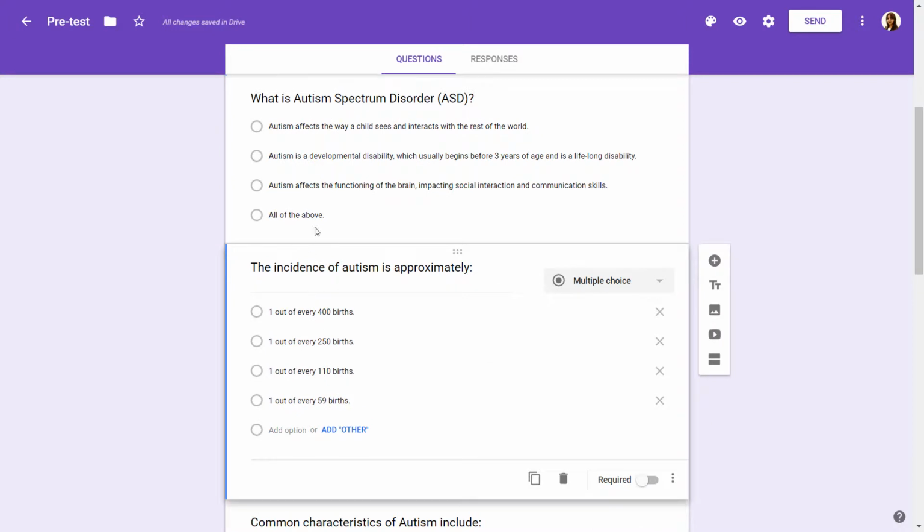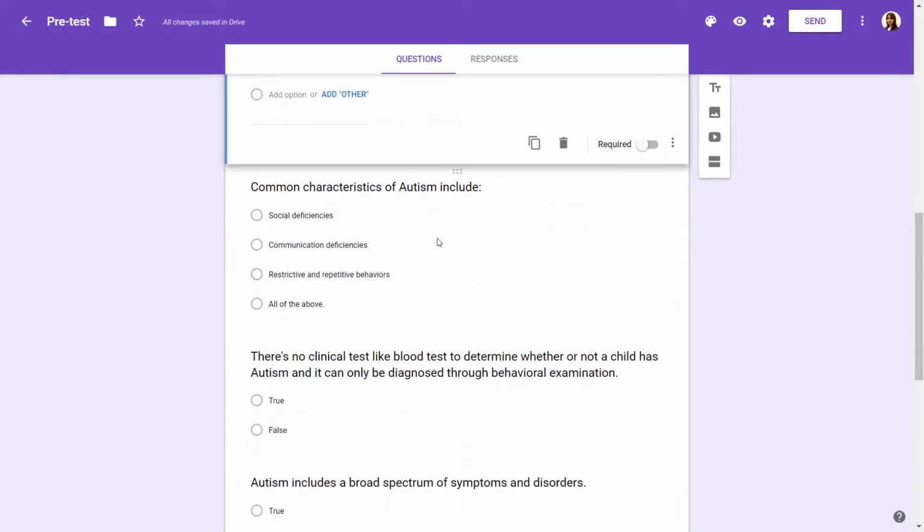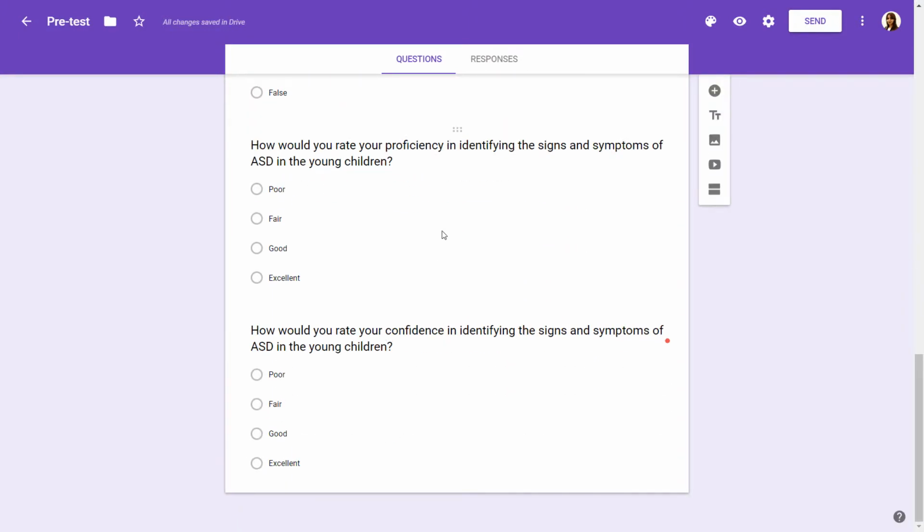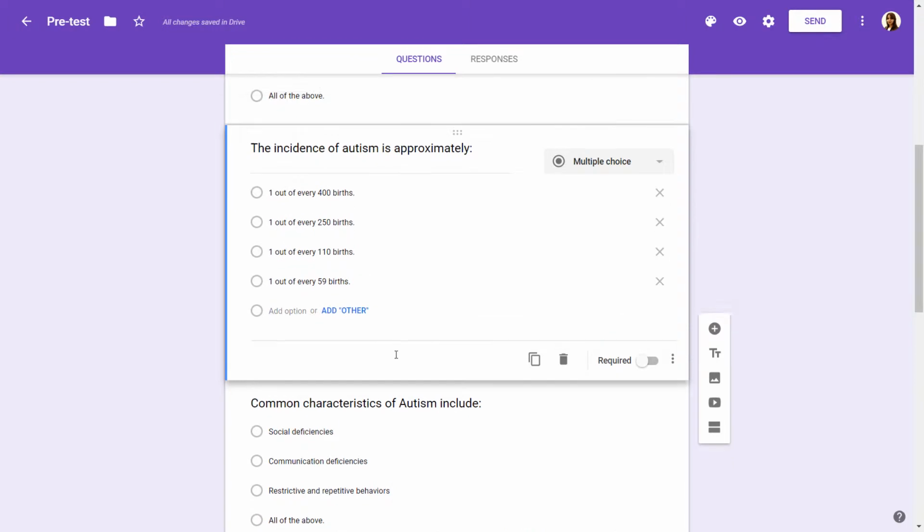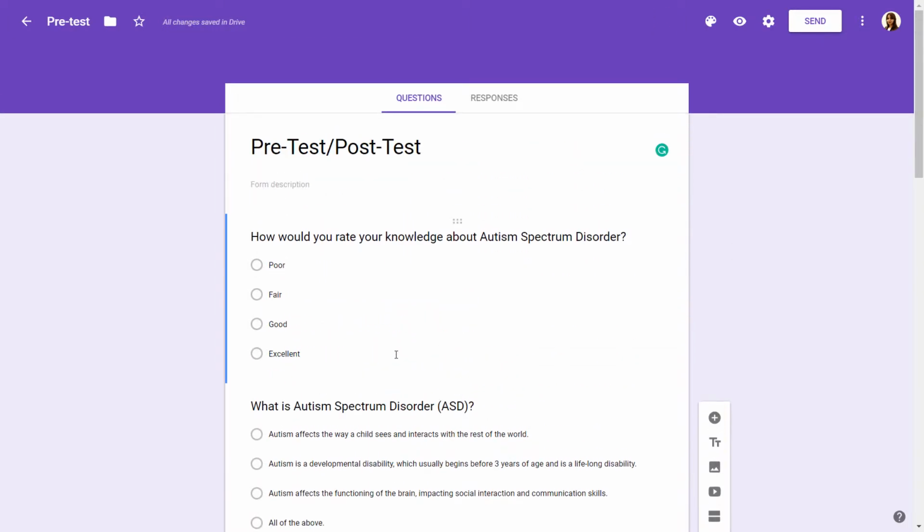We also ask them some more specific questions about facts of autism. At the end, we also included 2 more questions where they rate their proficiency level and confidence level in identifying the signs and symptoms of ASD in young children. This questionnaire is based on a research paper that I read about evaluating the effectiveness of a 2-day workshop on autism for medical doctors, but we can definitely change these based on your feedback.